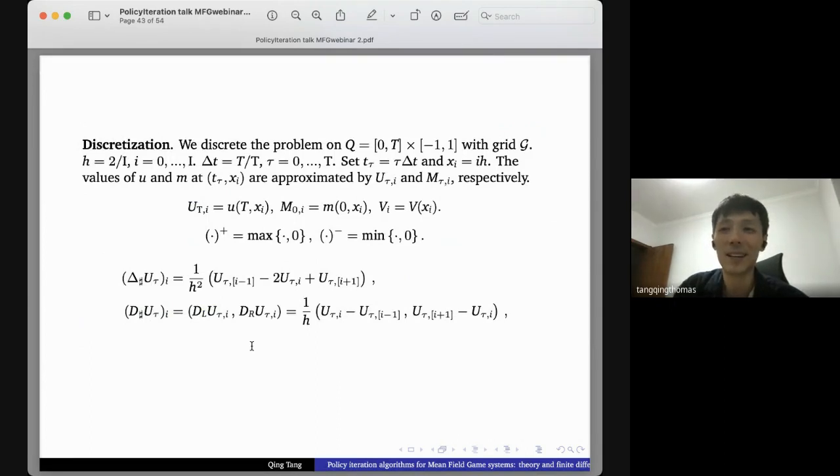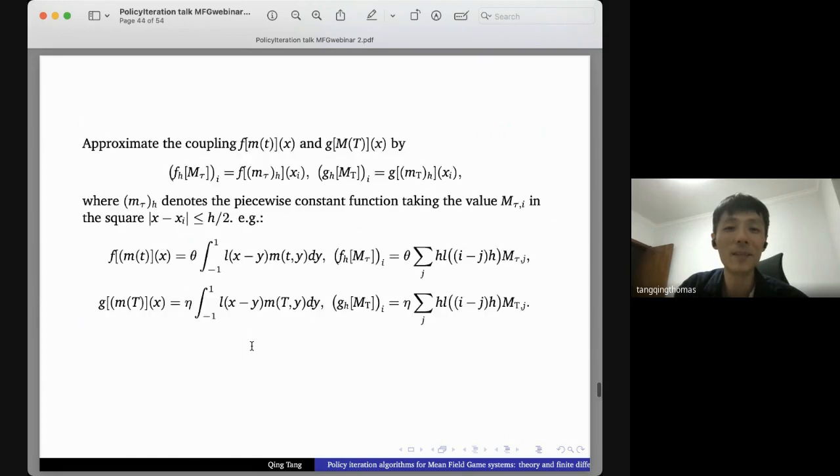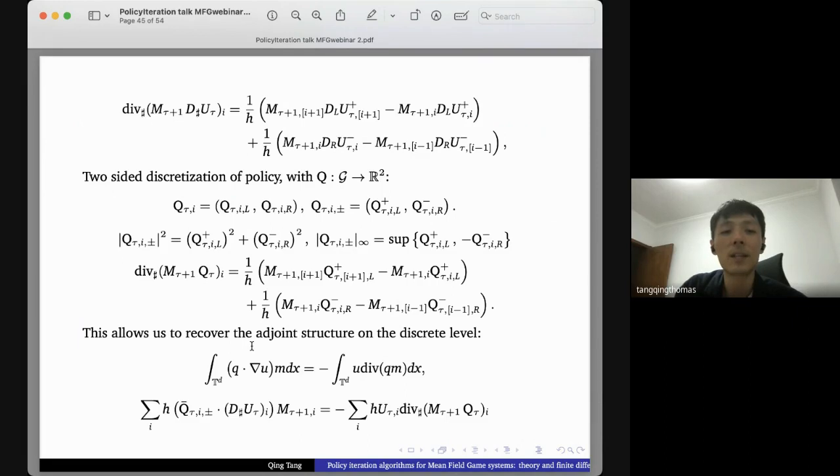Discretization. I think I'm running out of time, so let me skip to the important part. I'm considering global couplings. I use sums to replace integrals, and I use a two-sided policy, or the drift Q. Because I'm doing that, I can recover the joint structure on the discrete level. You can see this integration by parts is replaced by the summation by parts, and so on.